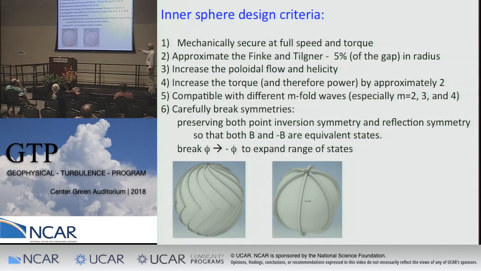We want to approximate something like 5% of the gap in radius near the inner sphere. We would like to increase poloidal flow and helicity. We would like to increase the amount of power being ingested in the system, but perhaps not more than a factor of 2. There are practical issues of how many hundreds of kilowatts we're actually prepared to both apply and extract as heat. We'd like them to be compatible with the various m-fold waves that we already excite, m = 2, 3, and 4.